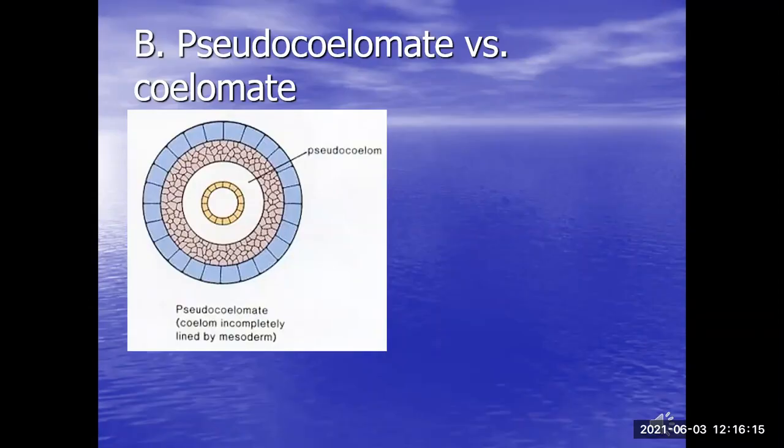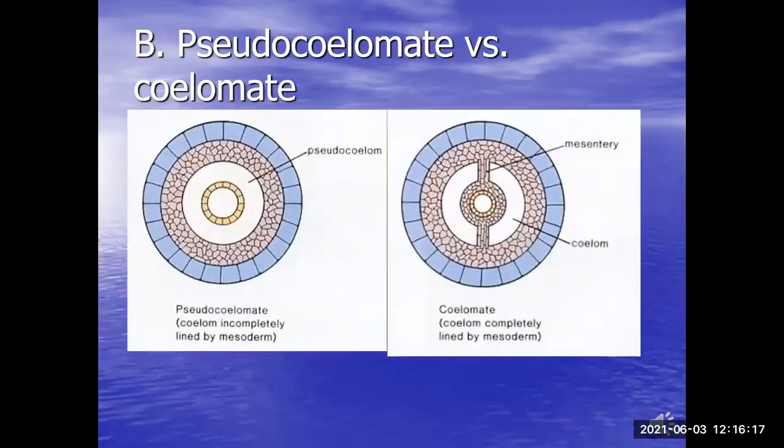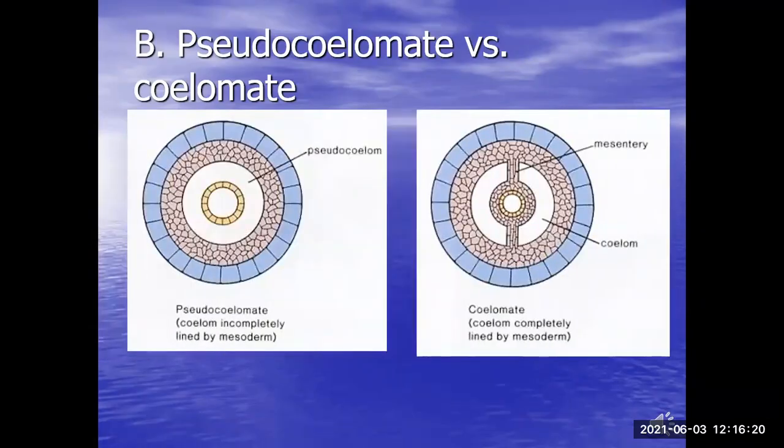On top of that, you have this thing in between called the mesentery. Mesentery is almost like saran wrap that holds everything together. You're going to see that very well on Thursday when you take a look at the frog and dissect the parts. So on the left you have a pseudocoelomate, and on the right you have a coelomate, and that's the difference between the two. All right.